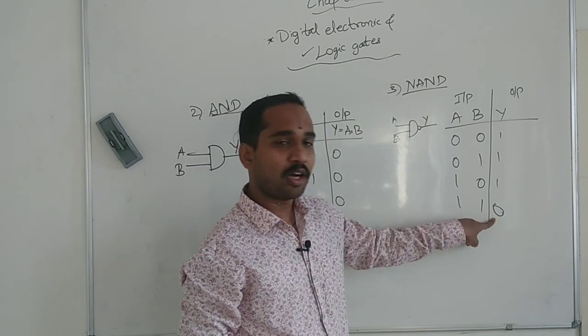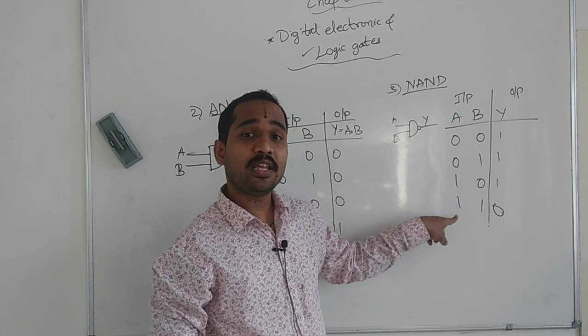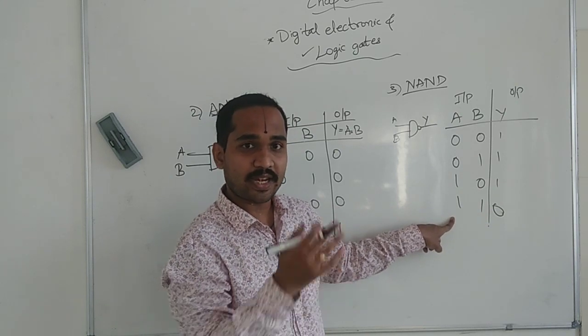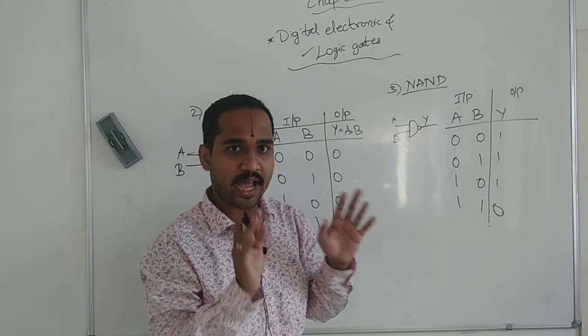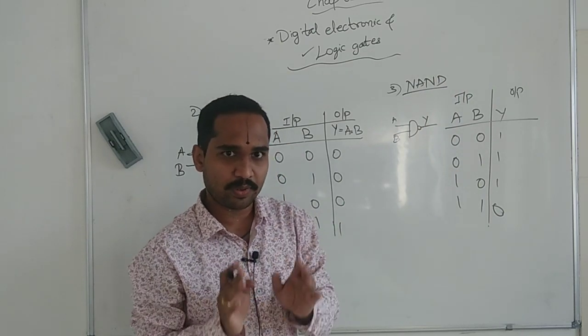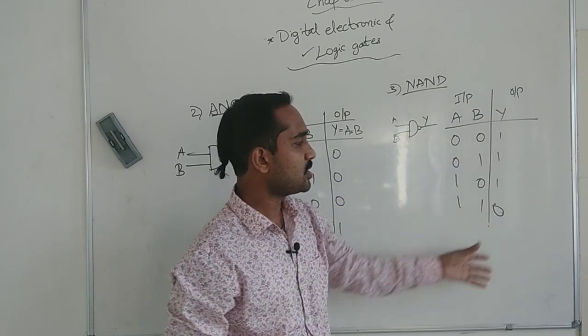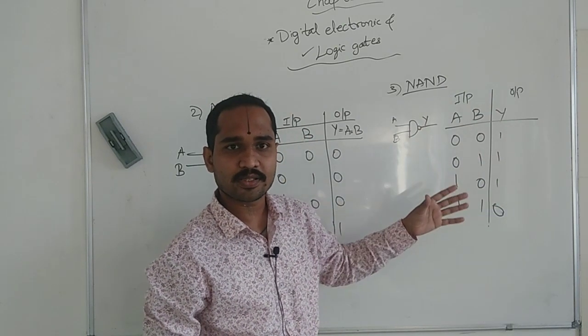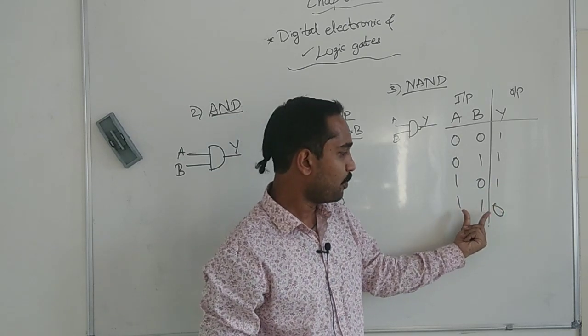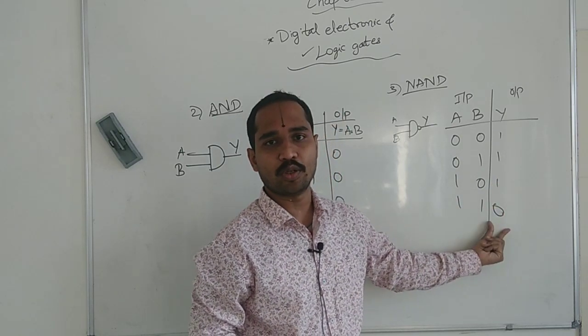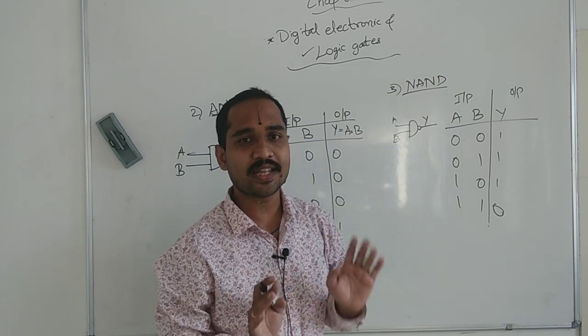When do you get the output as low? Only when the inputs are high. At that time you get the output as low. Otherwise it is always high. See, high means 1, low means 0. Please remember, you just have to remember this truth table. Nothing else. It is just the reverse of the AND gate. If both the inputs are high, the output is low. Otherwise it is high. That is the NAND gate.